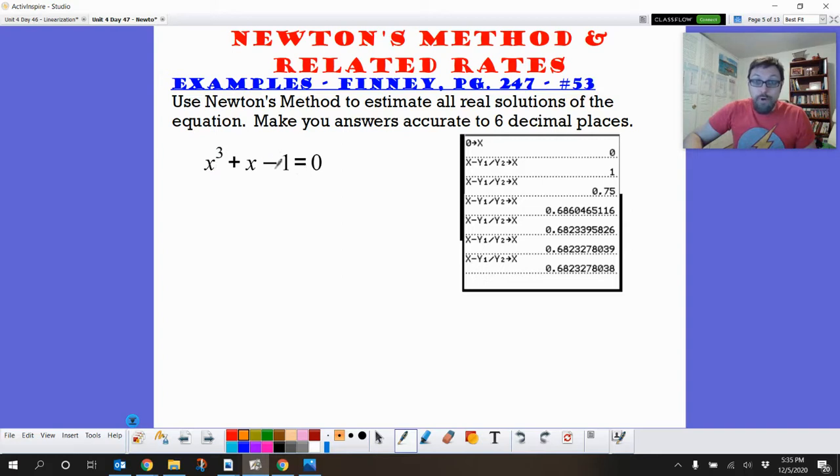So here is our function. We want to estimate for all real solutions, and we want to make our answers accurate to 6 decimal places. This is what it spits out on the screen.